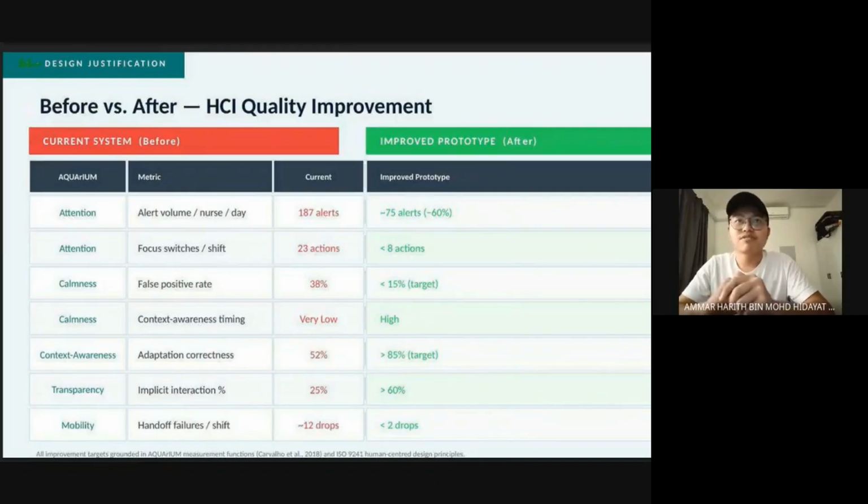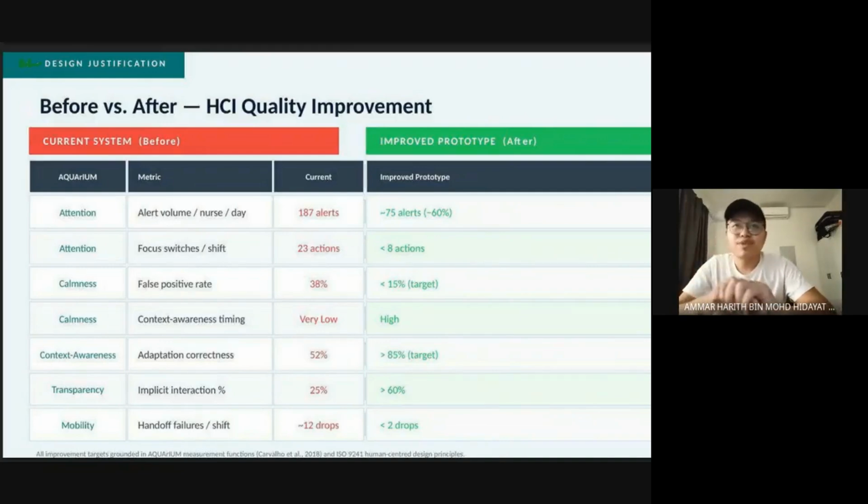Moving on to calmness, the current false positive rate sits at 38%. That means more than 1 in 3 alerts is irrelevant. So our target brings that below 15%. And context awareness timing, which is currently rated very low, is redesigned to reach high, which means the system responds to situational context rather than firing indiscriminately.